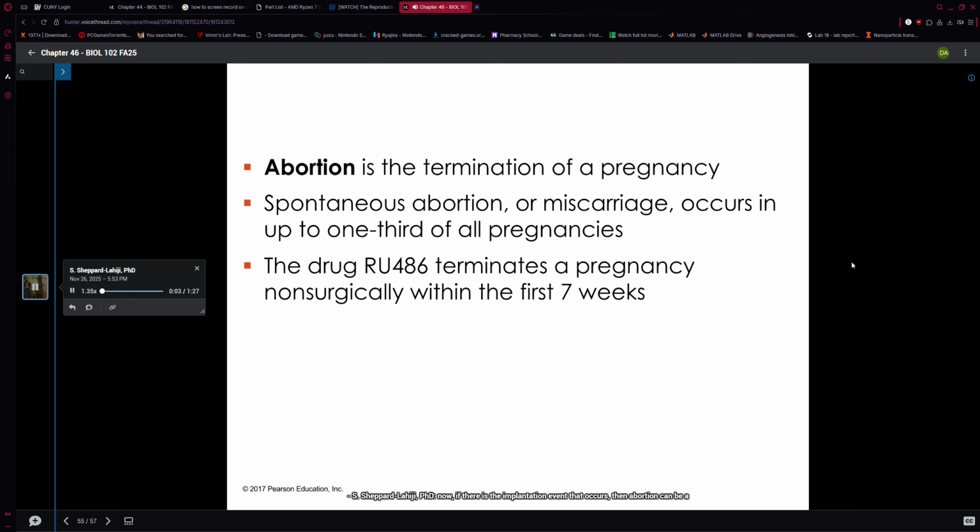Now, if there is the implantation event that occurs, then abortion can be a termination of pregnancy once that has taken place. Now, spontaneous abortions are also referred to as miscarriages, and they can occur in a pretty high fraction of pregnancies. And when it comes to these abortions, sometimes these would be a result of the organism realizing that there is going to be aneuploidy or something has not formed in such a way that it can sustain implantation successfully for an extended period of time.